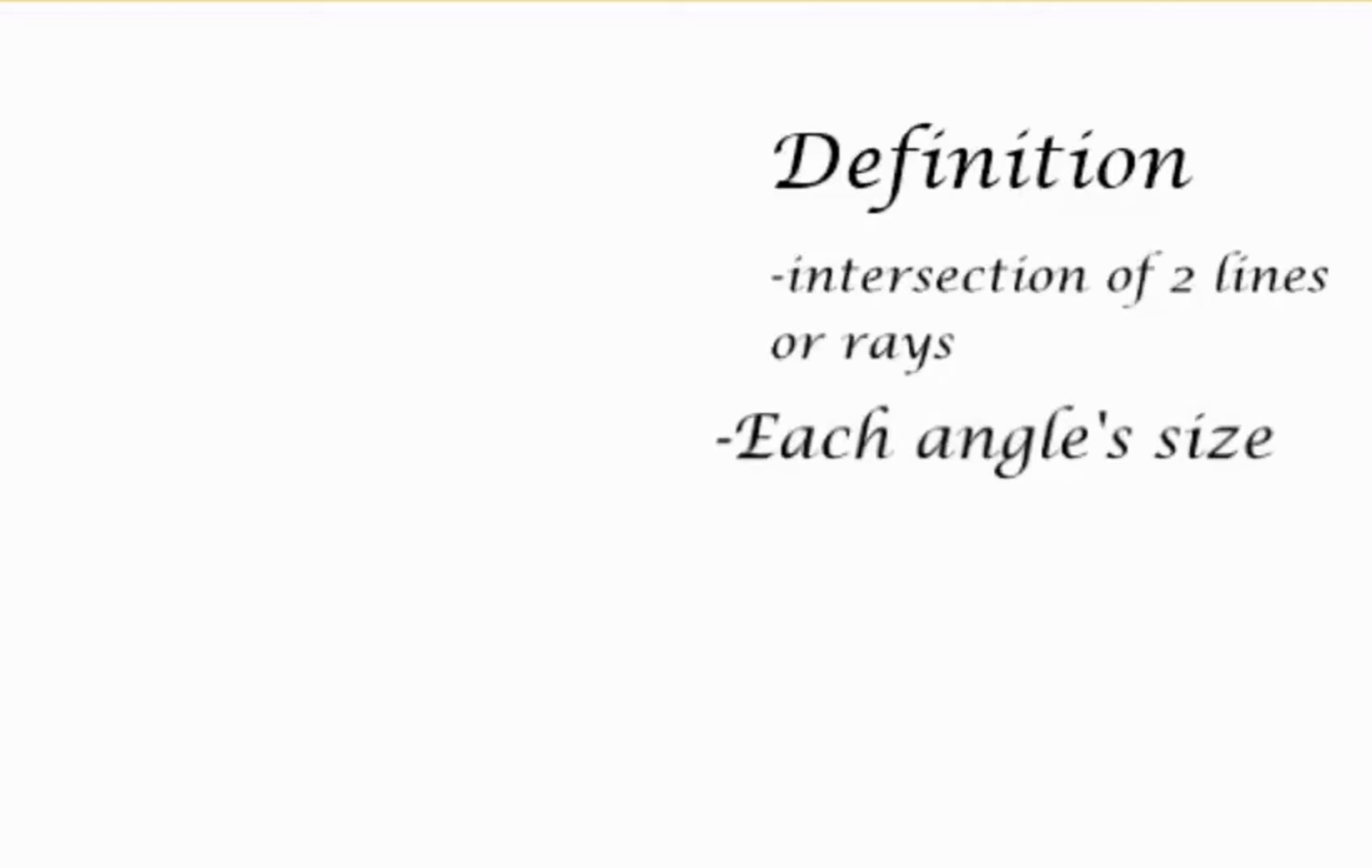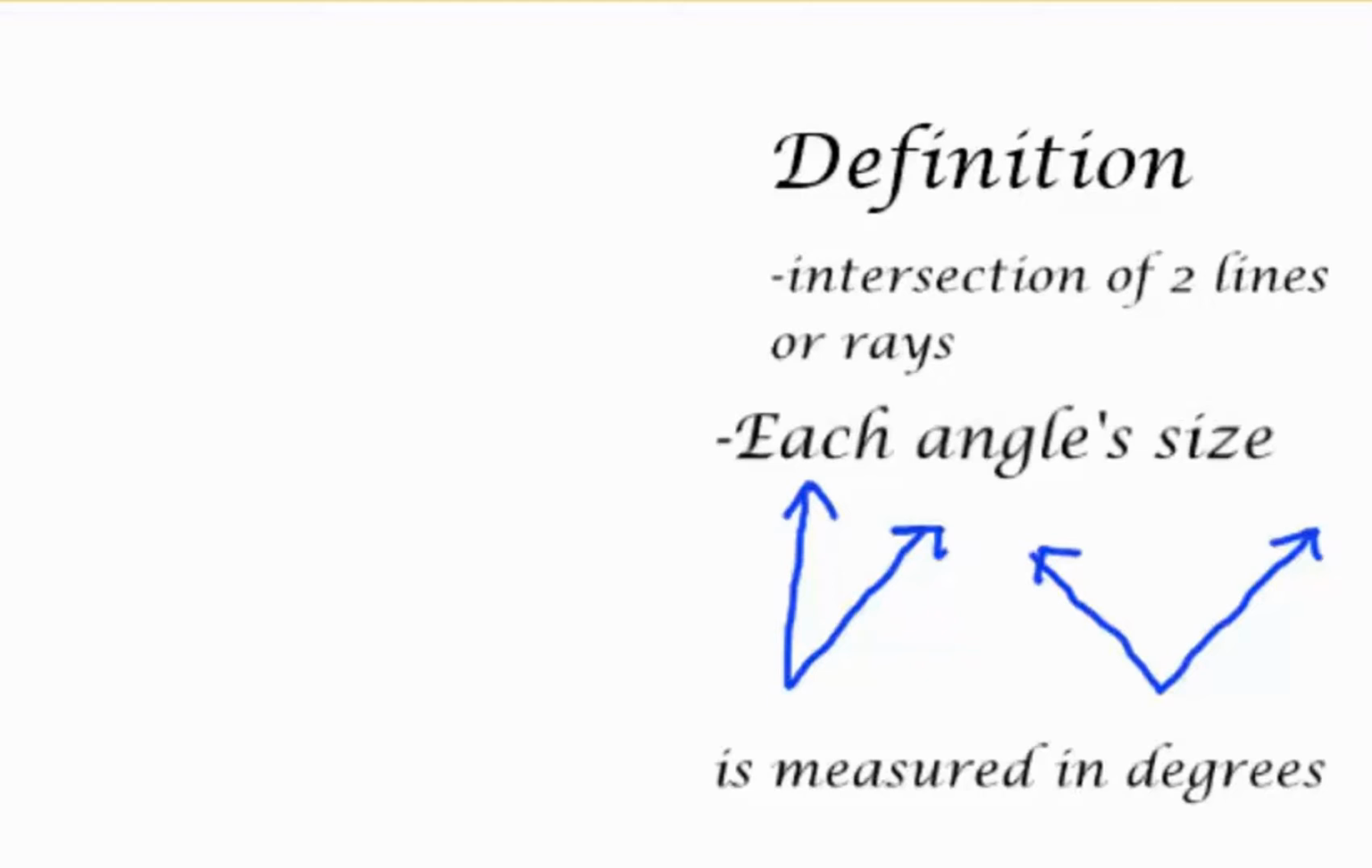To start, we look at the definition of an angle. We think about the intersection of two lines or rays. An angle has size, and each angle's size is measured in degrees. So we're basically looking at the width between those two rays of that angle.